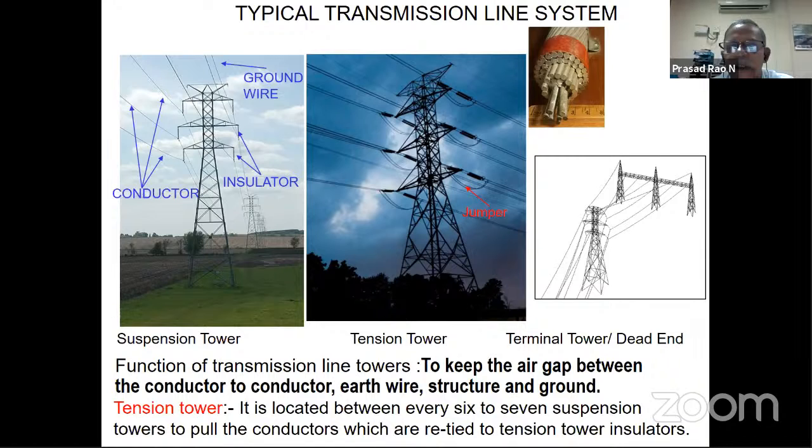So the main function of the transmission line tower is to keep the air gap between the conductors, and then to keep the conductor at a certain height in the field.